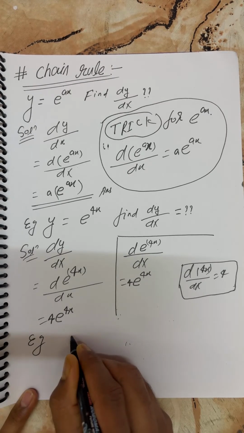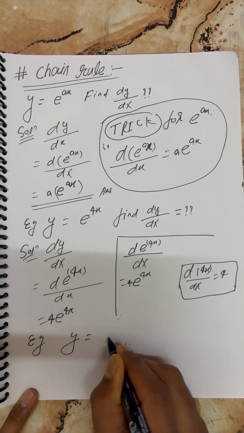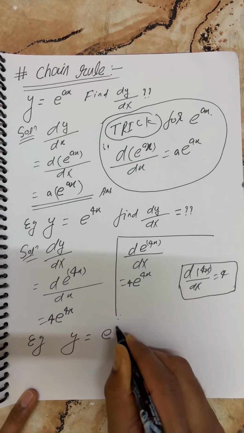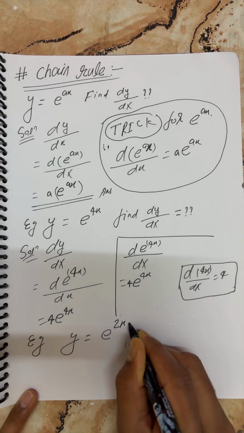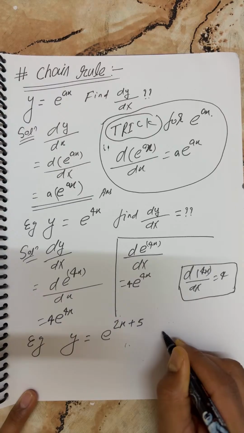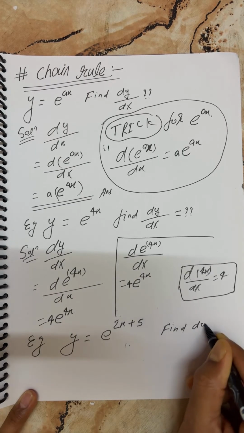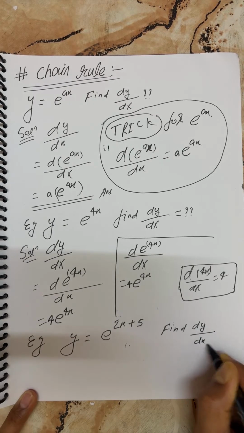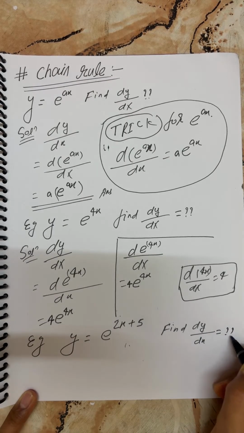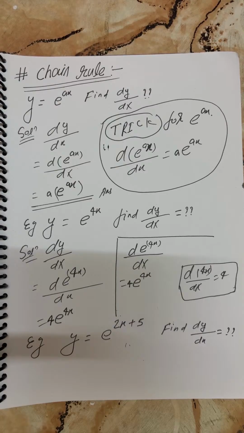Yes, beta. y is equal to e to the power 2x plus 5. The question remains the same: find dy by dx. Very easy here, you can easily do it, beta ji.